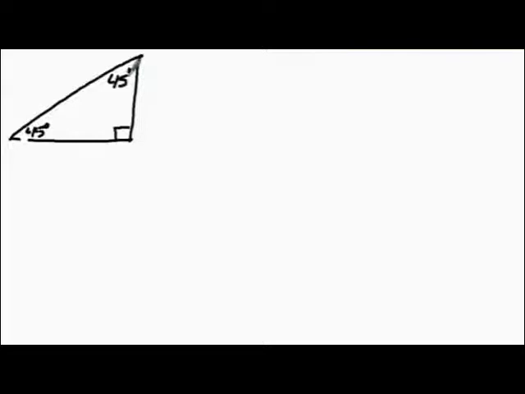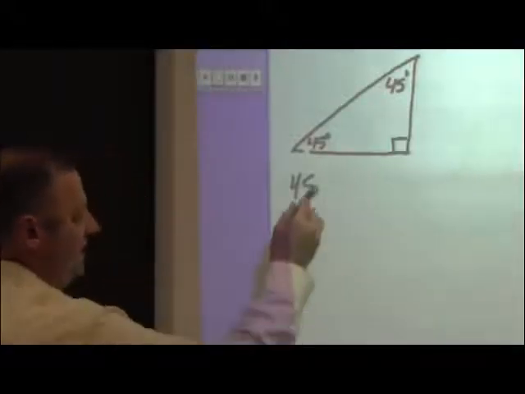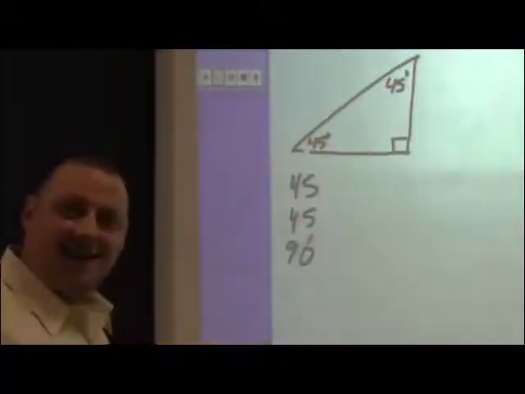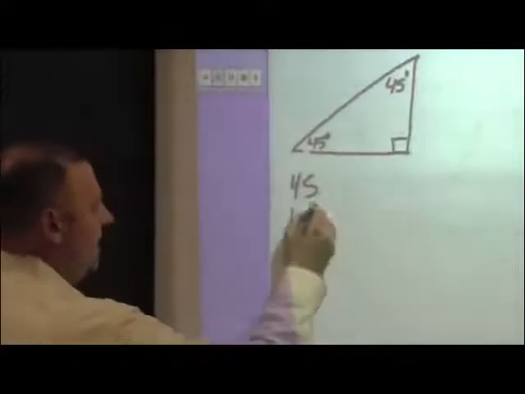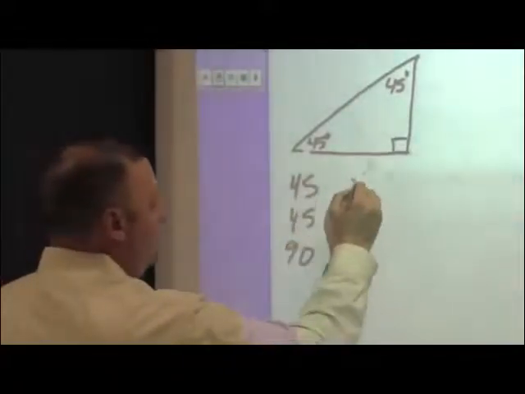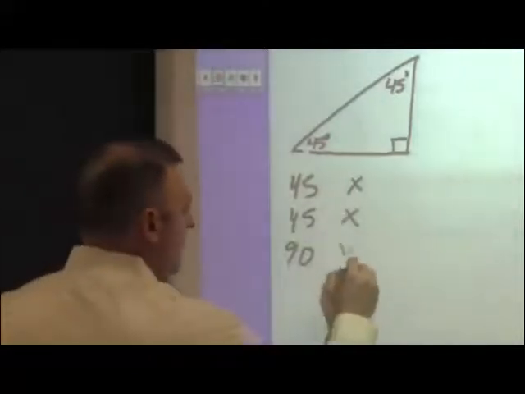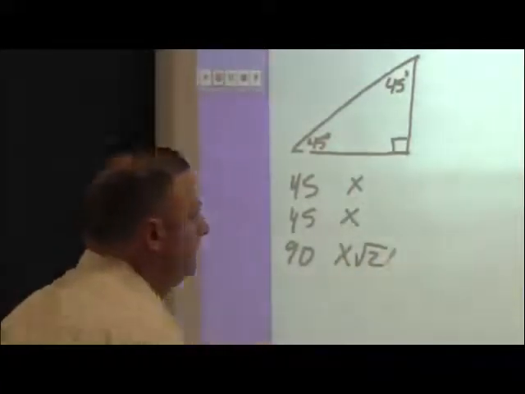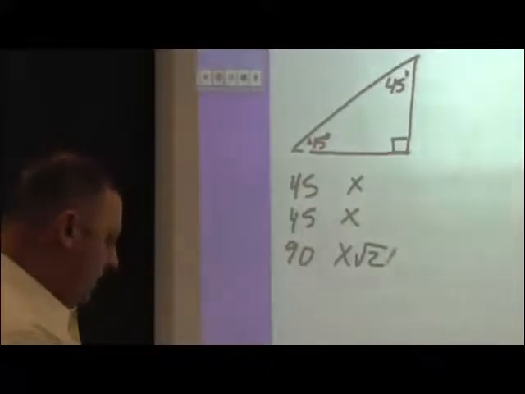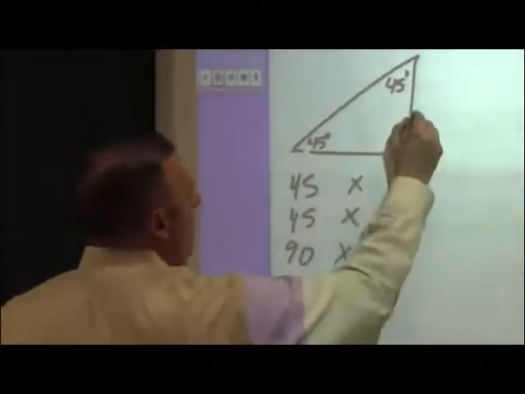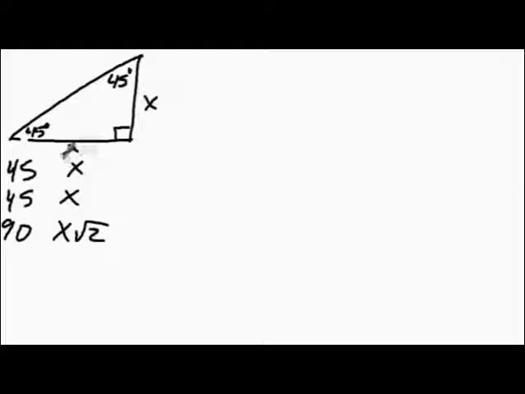45, 45, 90. Let me go ahead and write it out here. You'll notice that these angles are the same. You can kind of look at it. That's a right isosceles triangle. So the sides opposite the 45's got to be the same length. We're going to put x for that. And then for the side opposite the 90, that would be x radical 2. So if you want, I'll draw them in there so you can see. So opposite the 45's, we'll put x. And opposite the 90, x radical 2. So that way you can see it.